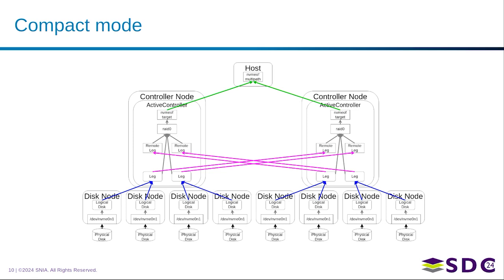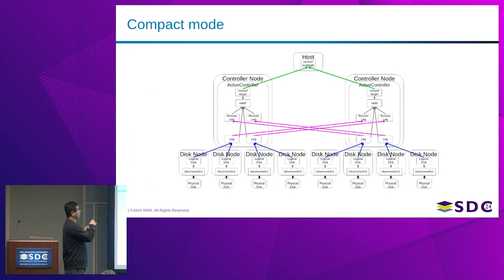So all the RAID 0 devices are exactly the same device. They have exactly the same data. The host can access any of the RAID 0 devices, and they will forward the traffic to the correct active controller internally.